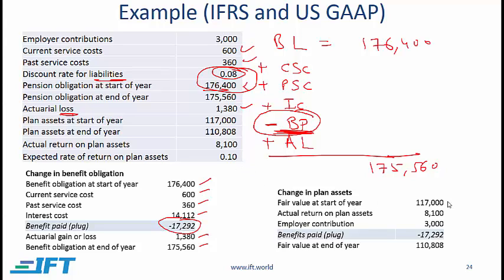Another way of calculating the benefit paid is through the assets. Initially, the fair value of assets is this much. We are given the actual return, which is increasing the value of assets. The employer contribution number is shown, so that also increases the value of assets. The benefit paid reduces the value of plan assets, so that's why we have a minus. And then the fair value at the end of the year is given.